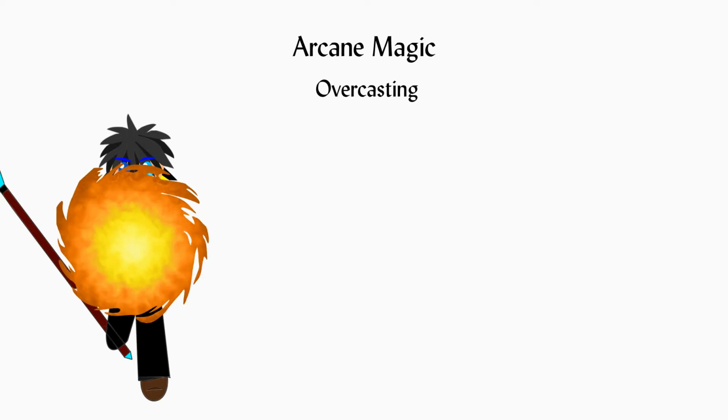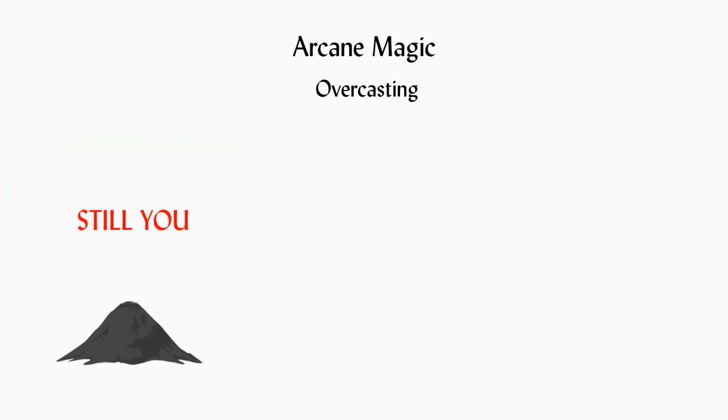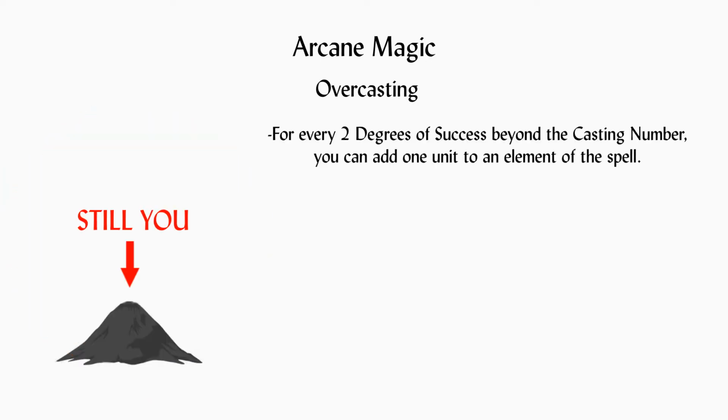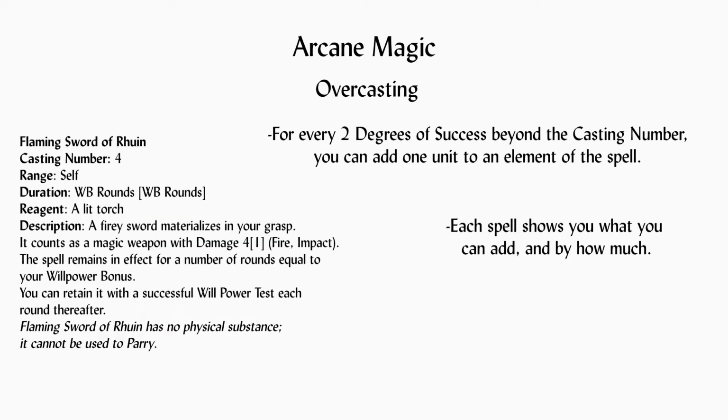Sometimes, you may find that you've put just a little too much oomph and overcast your spell. For every 2 degrees of success beyond the casting number, you can add 1 unit to an element of your spell, making it go further, or deal more damage, or affect more targets. Each spell will tell you what parts can be increased, and by how much.